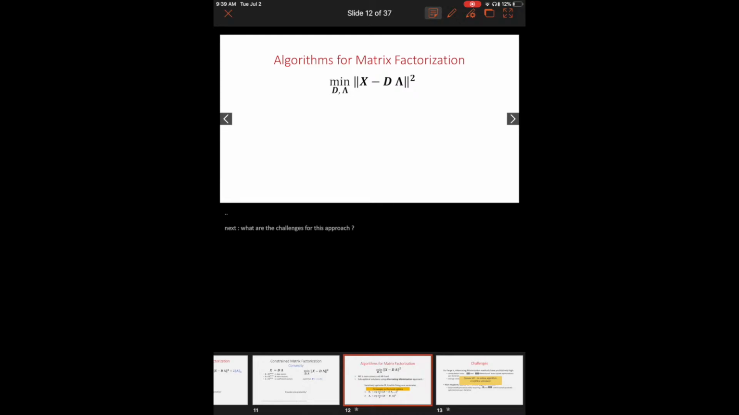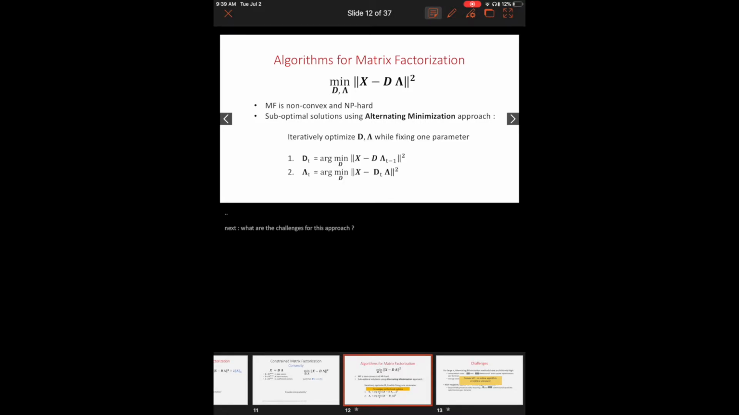So we want to minimize this approximation error when we want to find factors for the data matrix X. But this problem is non-convex and it's known to be NP-hard. Although there exist algorithms that solve this problem in a sub-optimal manner, many of these approaches follow an alternating minimization approach where iteratively we fix either the basis vectors d, or the coefficient vectors lambda, and optimize over the other parameter.